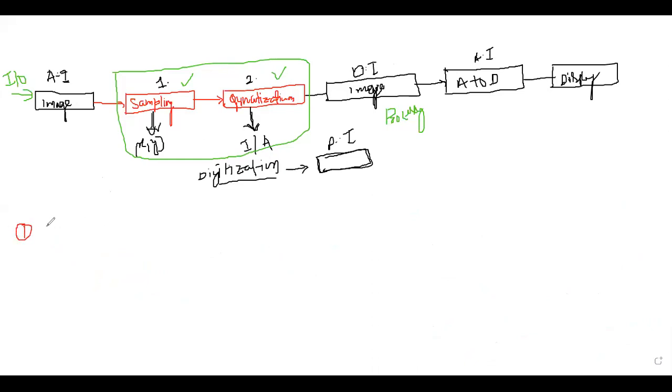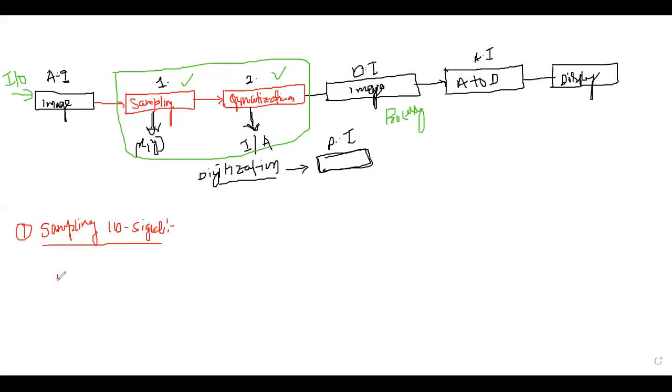Now suppose we try to explain with the help of one-dimensional sampling. Sampling of a one-dimensional signal. So sampling is nothing but digitization of a signal. Right. So let me explain how sampling is performed.